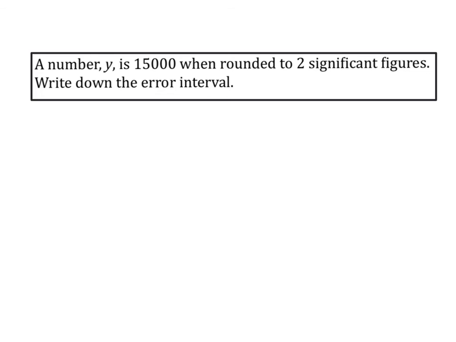The last one I'm going to look at is when it's rounding to significant figures. So this time I've got a number y, so we're using y this time, is 15,000 when it's been rounded to 2 significant figures. Write down the error interval. So my number is 15,000 once rounded. It's been rounded to 2 significant figures. Now the first significant figure would have been this 1. The second significant figure would have been the 5. So it's the 5 that has possibly changed.